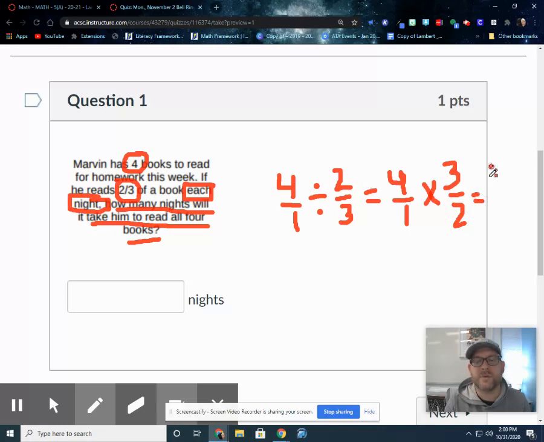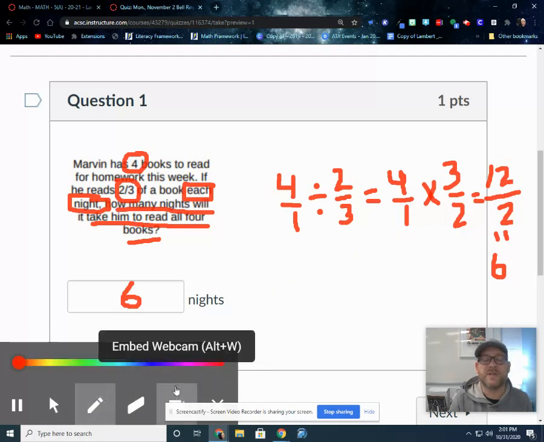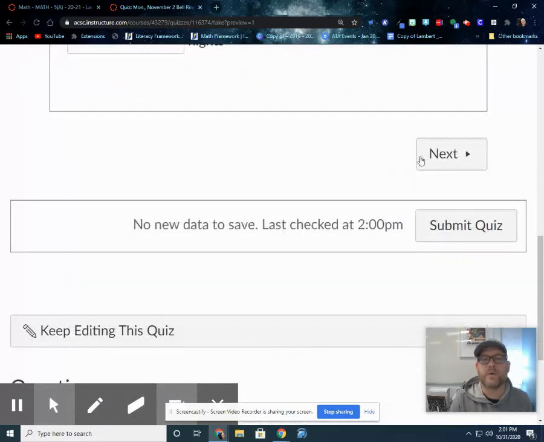We have 4 times 3, which is 12. 1 times 2 is 2. And if we were to simplify that, 12 divided by 2 is 6/1, or 6. So ladies and gentlemen, your answer should be 6 nights that it will take Marvin to read his 4 books if he reads 2/3 of a book each night. All right, if you've got any questions on that one, please give me a ring today during office hours, and we'll work through it together.